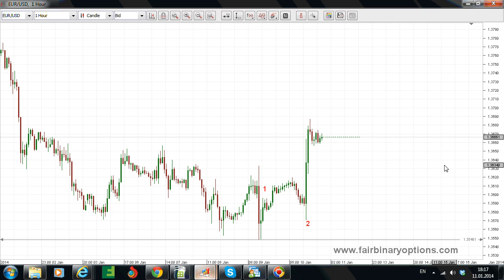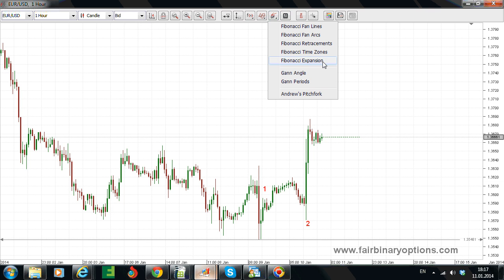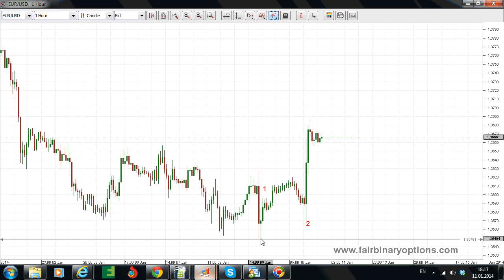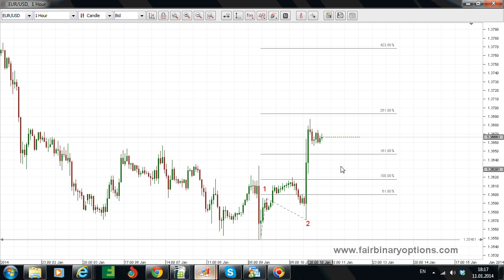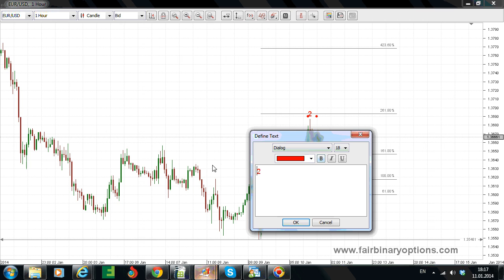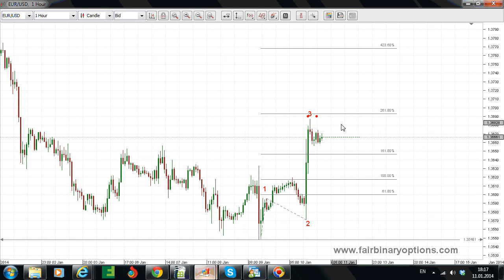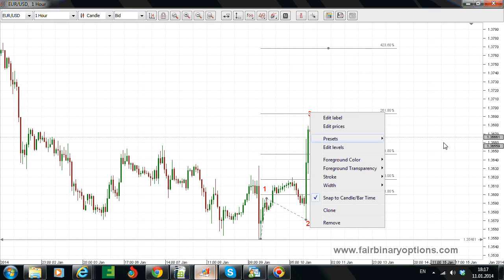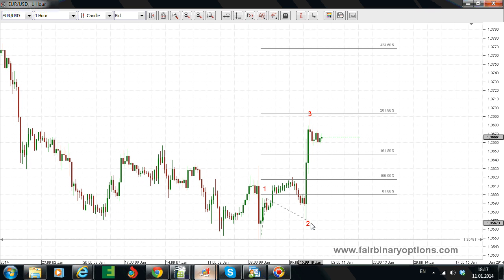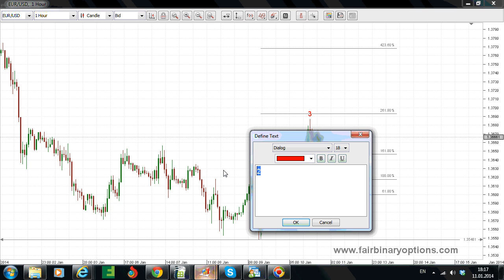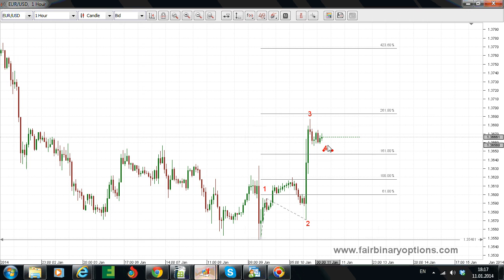We have the key on the Fibonacci expansion. So let's say if this is the first wave that ended there, like this, with the fifth wave failure, then the third wave needs to be more than 161.8, and that would be one scenario that we have. So 1, 2, looking for a third wave, an extended one, and then of course looking for a fourth wave, and then we need a 5-wave structure for the fifth wave to come.